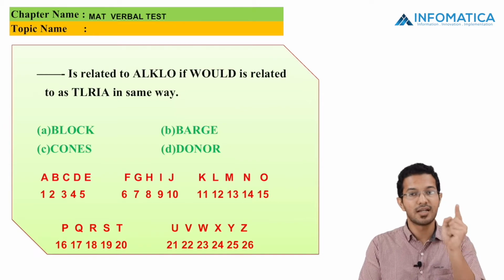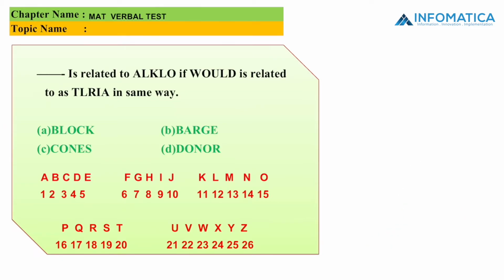Now W is related to T. W is on number 23 and T is on number 20. So I am going 3 steps behind, or minus 3. I'll write it down here as minus 3.